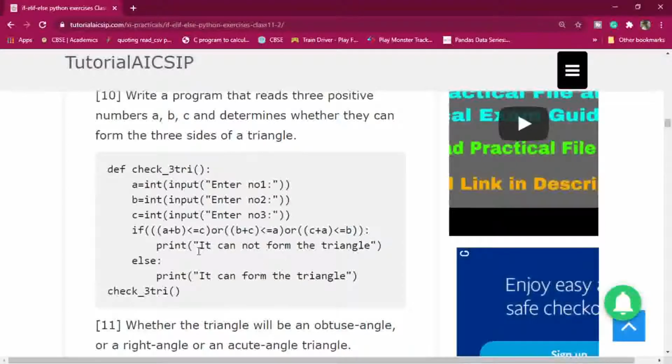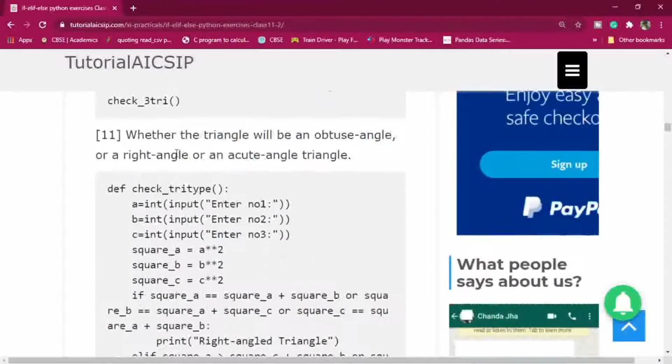So we have three sides A, B, C. If A plus B is less than or equal to C, then it will not form a triangle, that we can consider like that. So it can form a triangle if this condition is not satisfied. Then whether the triangle will be obtuse angle, right angle or acute angle, that we can find out like this.